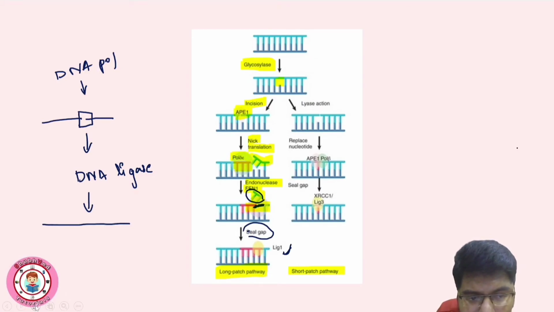Now in the short pathway, first comes lyase. See, there is a cut here. Then it will replace the nucleotide with the help of AP endonuclease and polymerase beta. Polymerase beta is for base excision repair, right? So here polymerase beta, and this is more direct, and this is indirect. After correct incorporation of the nucleotide, the gap will be sealed by the ligase. Here the ligase is XRCC1 and ligase 3. So we can say that this is a direct pathway, and this is indirect.